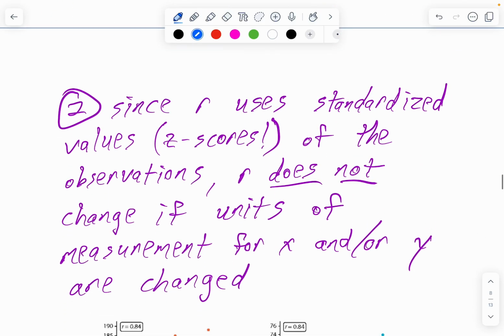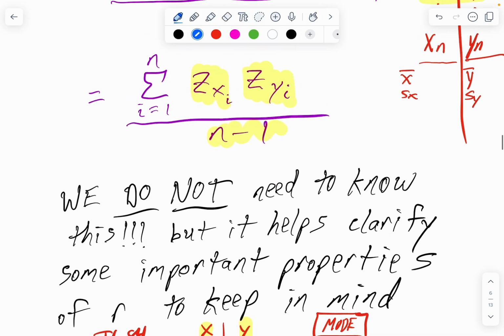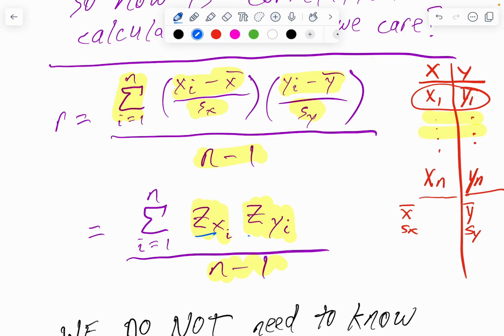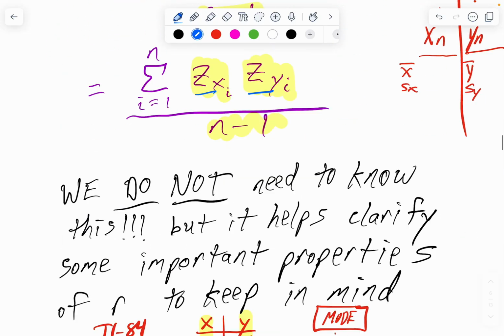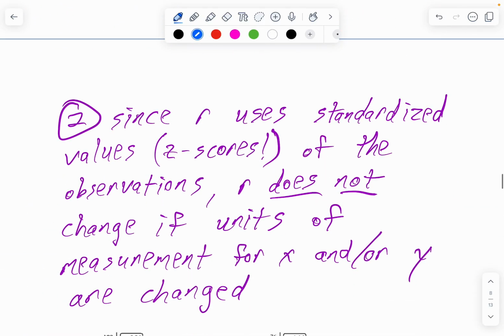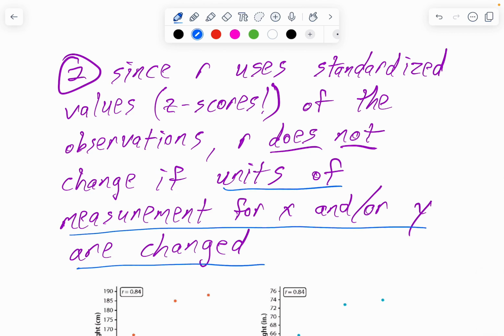Okay. The second thing is that if you look at the formula for the correlation coefficient, again, it's a ridiculous formula, but the computations of z-scores don't have units of measure in them. Z-scores are not measured in inches or feet or any of those other things. So, therefore, the correlation coefficient is not changed if the units of measurement are changed.